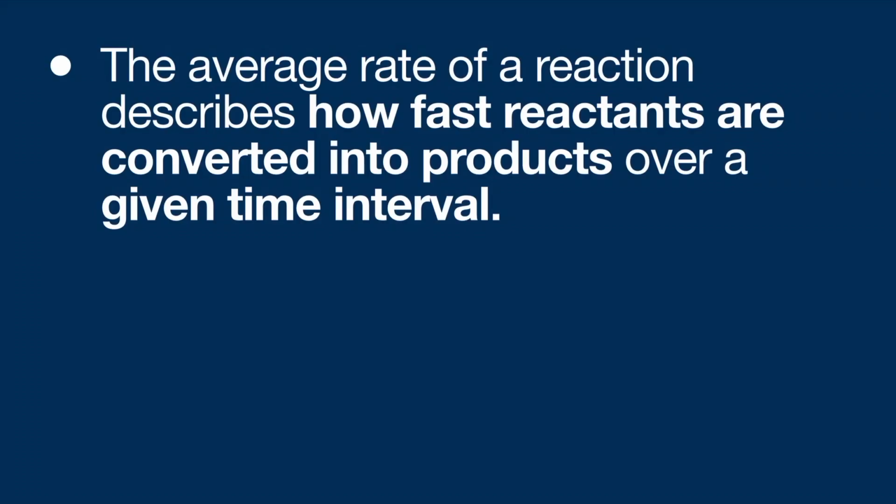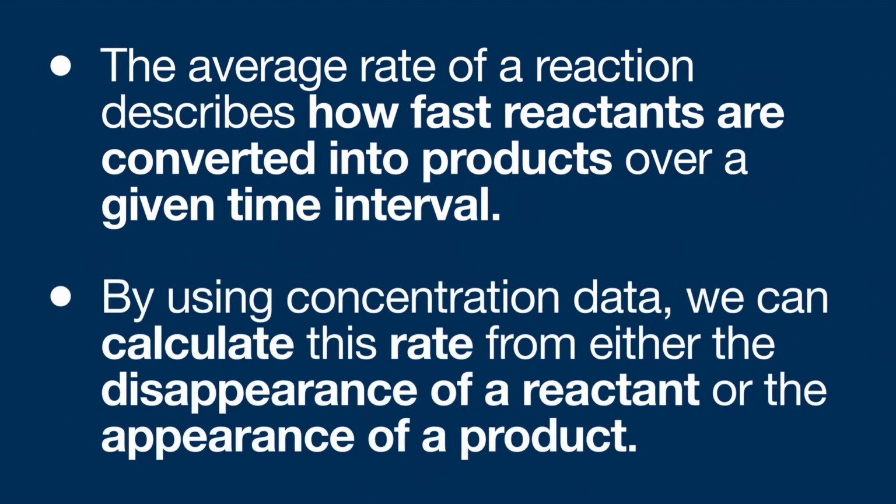To summarize, the average rate of a reaction describes how fast reactants are converted into products over a given time interval. By using this data, we can calculate this rate from either the disappearance of a reactant or the appearance of a product. In the next lesson, we'll use the stoichiometry of a reaction to express the reaction rate in terms of a reactant or a product.